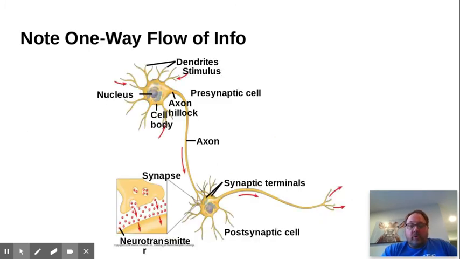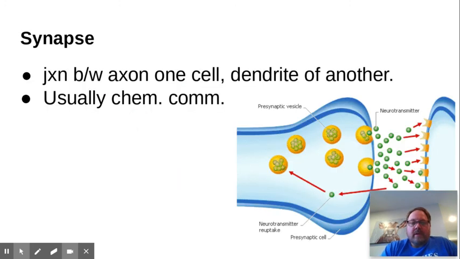Now, one thing to note with this is that when neurons do communicate, there is a one-way flow of information. The receiving cell receives information through its dendrites. The electrical signal is sent on through the axon, and then that's detected by the dendrites of the next cell. It's called the postsynaptic cell. So we'll get into the why of one-way transmission in just a little bit.